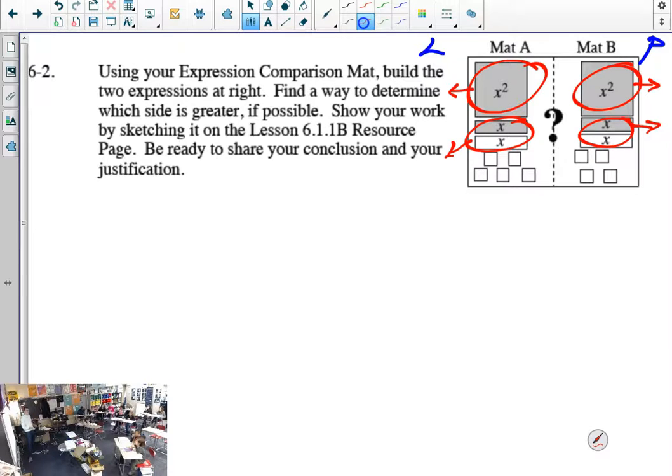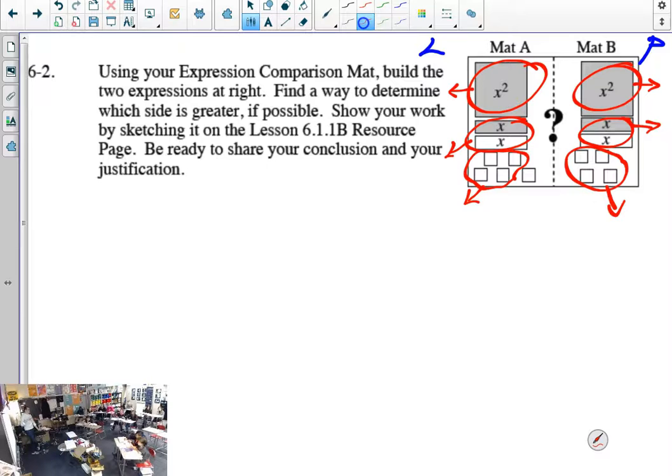4 of the negative 1 tiles. So if we say, well, okay, Patrick has 4, so if we take those away, then I would also have to take 4 away from Liam, who still has something left. Liam still has something left, so that side is bigger than this side. Now, go ahead and sketch that stuff on your paper. I'll give you a second.